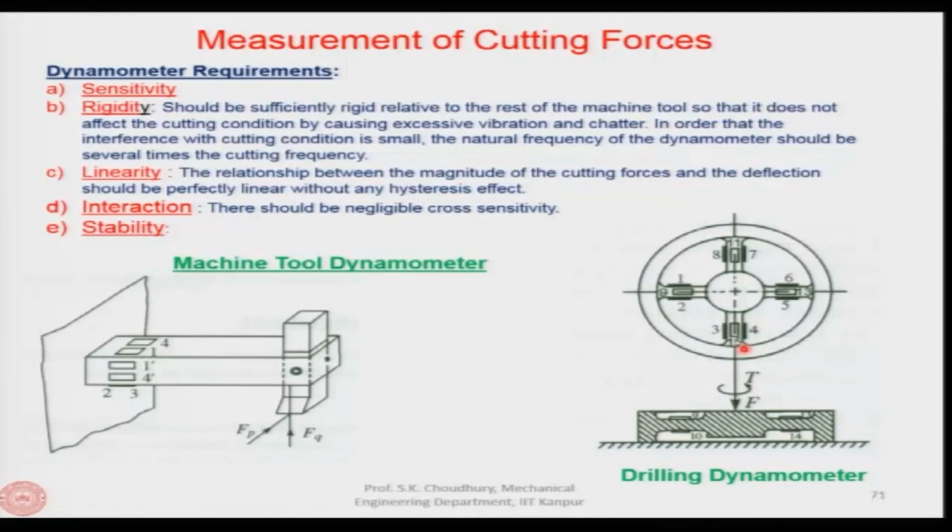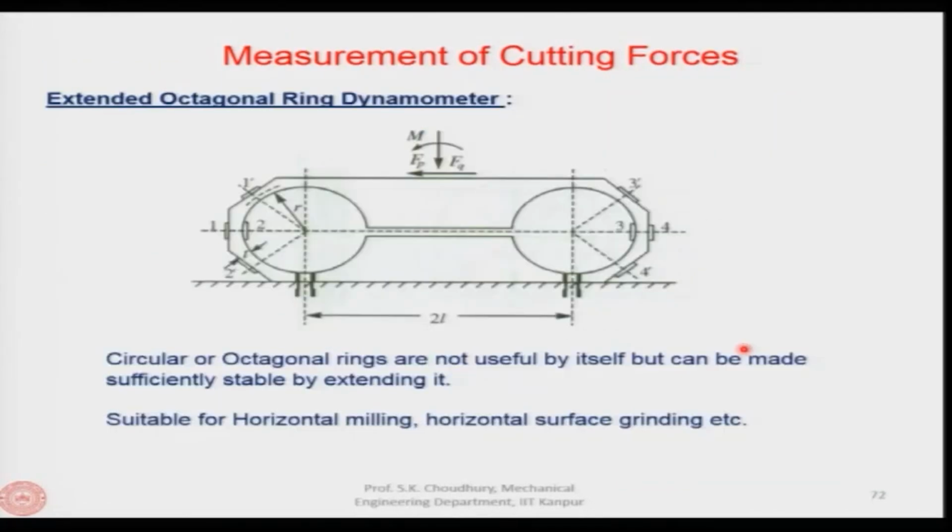Okay. Now, next is the extended octagonal ring dynamometer as it is shown here. The octagonal structure that I have shown as an improvement of the ring type structure is still not enough to withstand the rigidity that is required for milling or grinding, for example. So, these are the dynamometers which are used for grinding or milling.